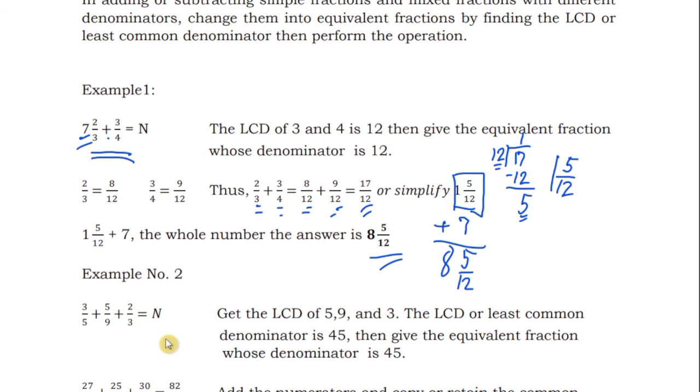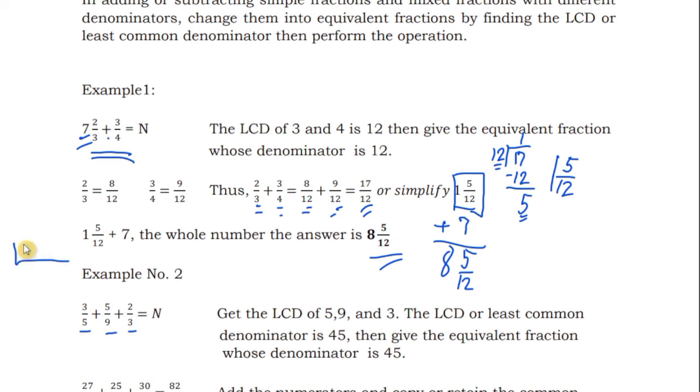So let's proceed now to the other part, which is 3/5 plus 5 over 9 plus 2/3 is equal to, what is the value of that? The first thing we should note is that we cannot add or subtract fractions once they don't have the same denominator. So what we'll do is get the LCD by first working with the LCM.